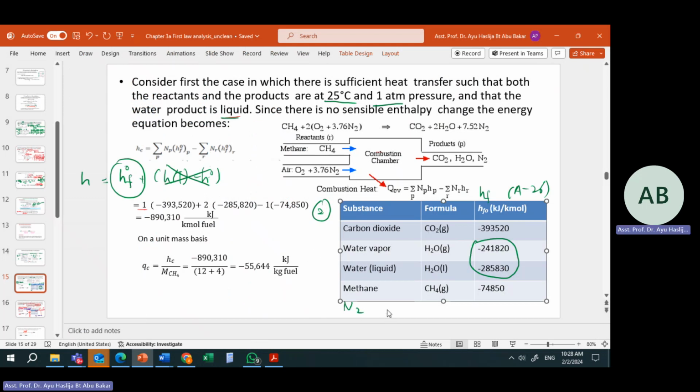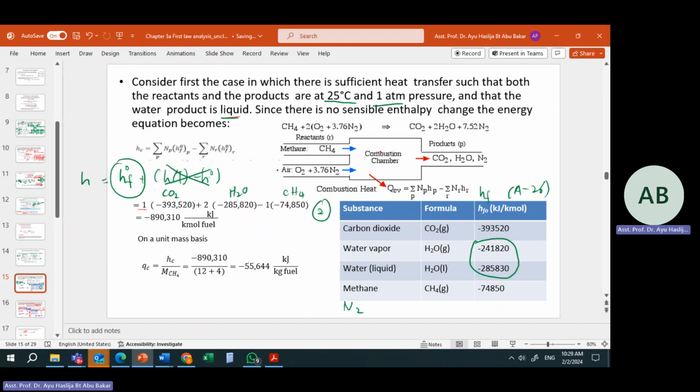Okay, then from there, plug into the equation. This is for CO2, HF, CO2. This one is, okay, product minus reactant. So CO2, H2O. N2 is not considered because HF is 0. Okay, minus the reactant. This is the methane.